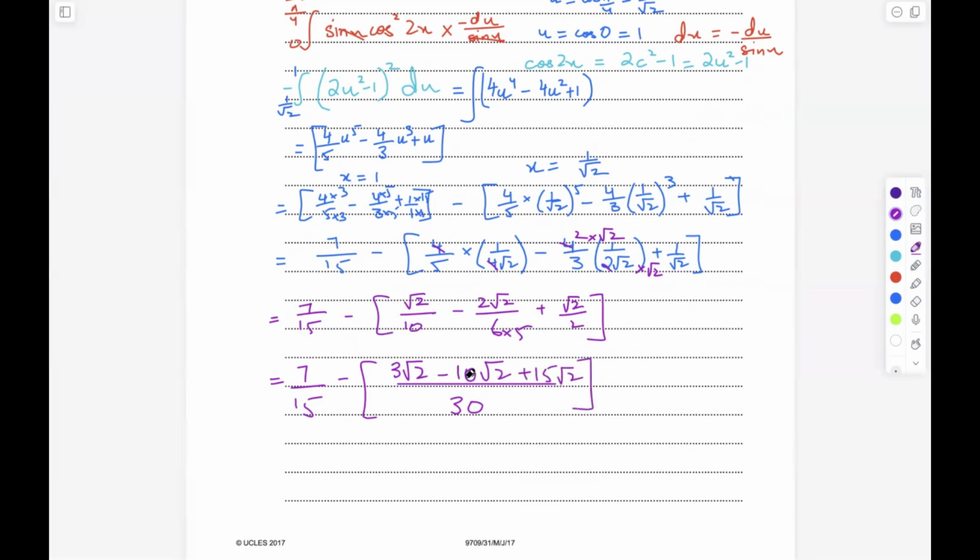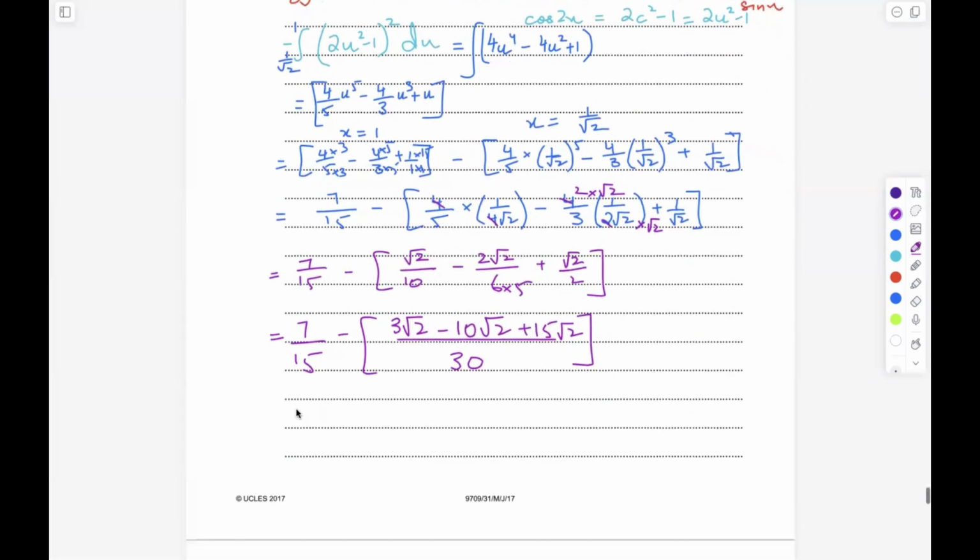So 3 minus 10 is minus 7. Minus 7 plus 15 is 8. So we'll have it, the answer will become 7 upon 15 minus 8 root 2 upon 30. And we can simplify it and write it as 7 upon 15 minus 4 root 2 upon 15.